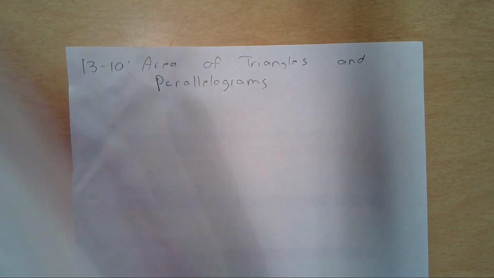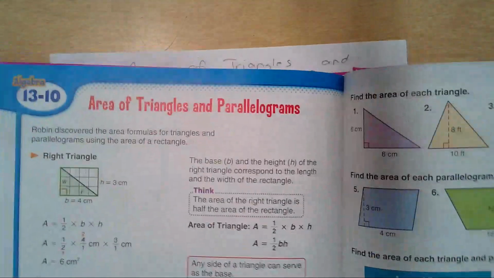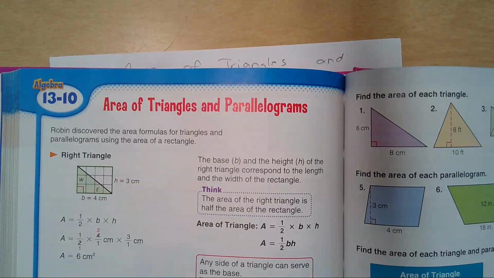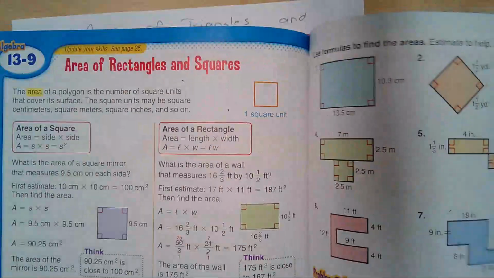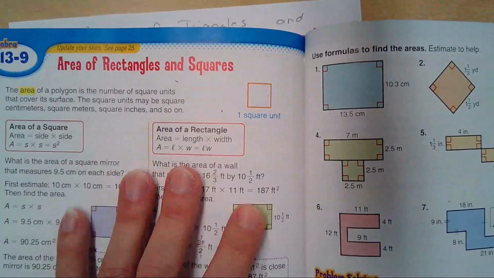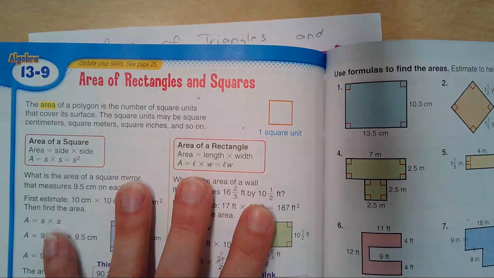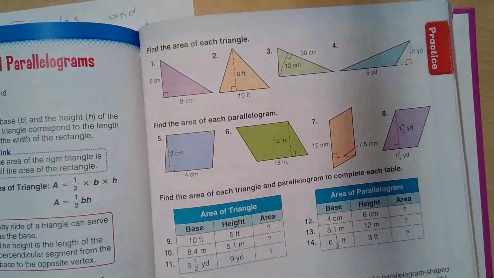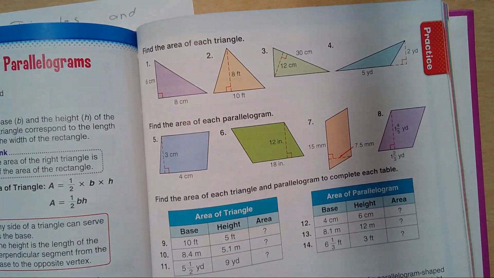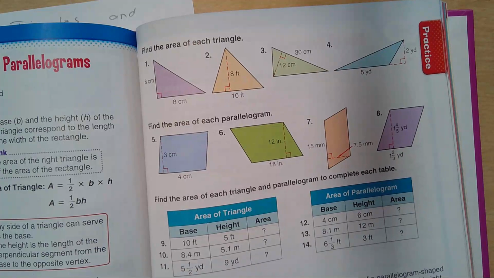Okay, 1310, page 466 and 467. Area of triangles and parallelograms. So, we talked yesterday about the parallelogram a bit. We talked about why the rectangle formula works for a rectangle and a rectangle only, but parallelograms are similar to rectangles. They're four-sided figures. Similar in that we're multiplying two values together to find the area.